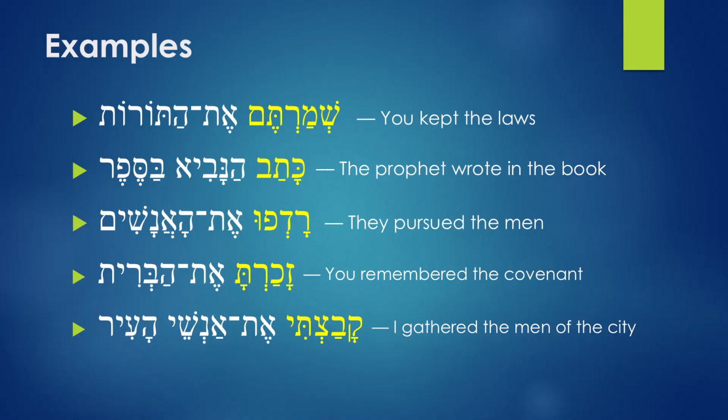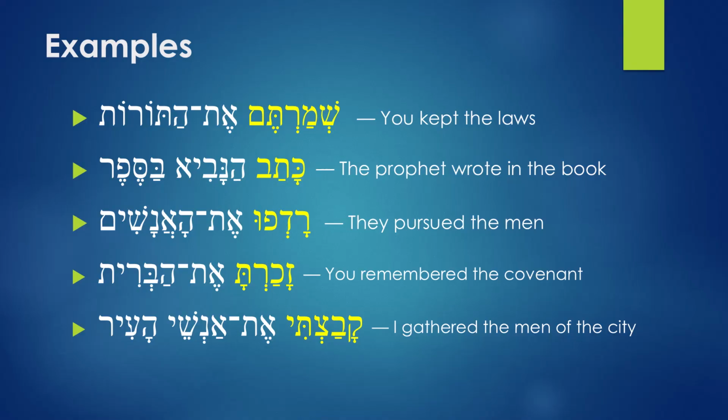Next you have zakarta et habrit. Zakarta means you remembered, from the verb zakar. The lexical form is zakar, and that suffix means you, so it means you remembered. Et habrit, et is pointing to what is being remembered. You remembered the berit, the covenant. So you remembered the covenant.